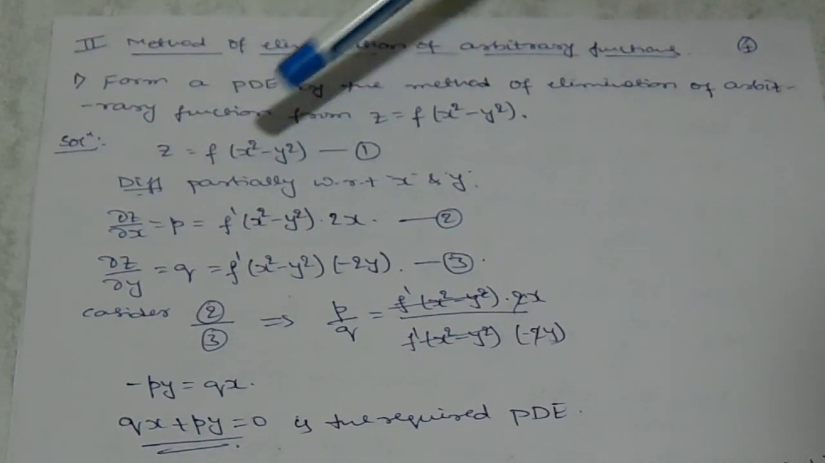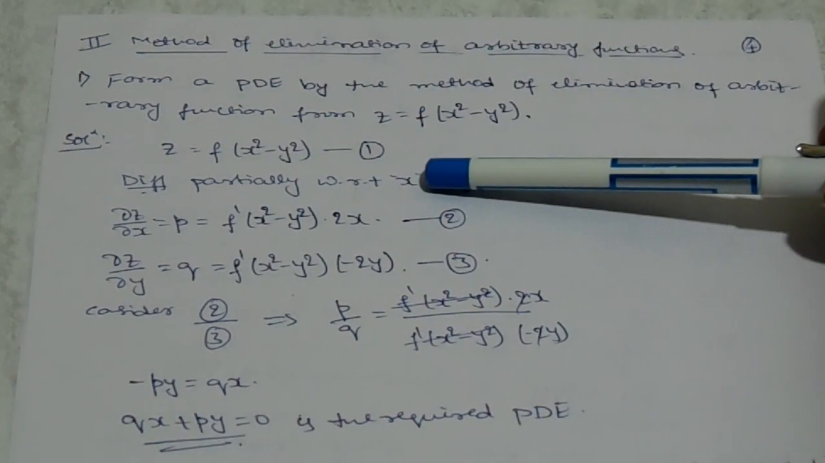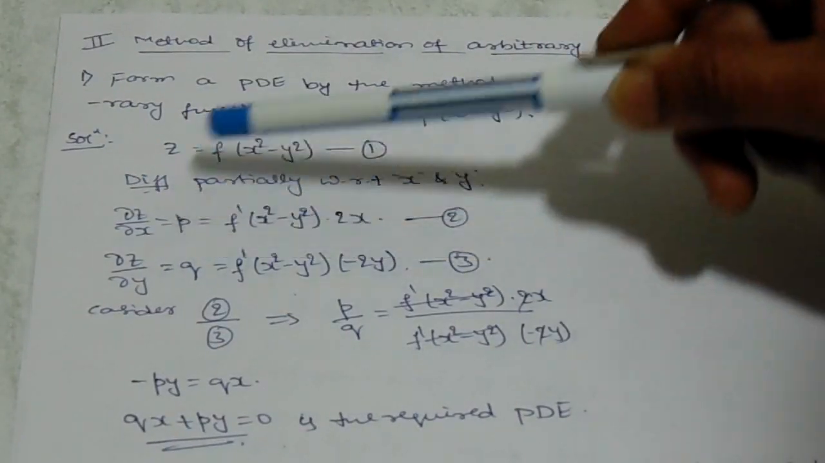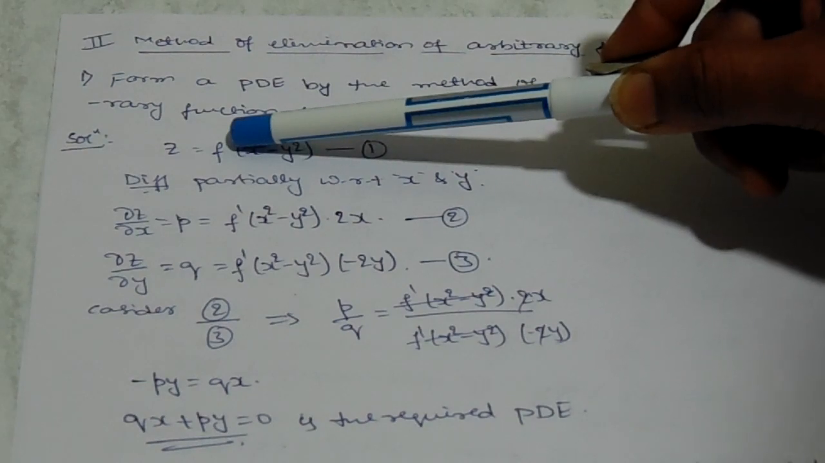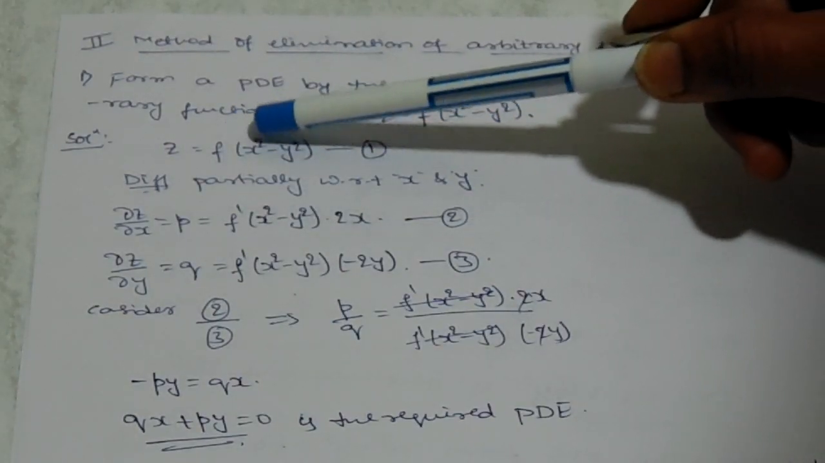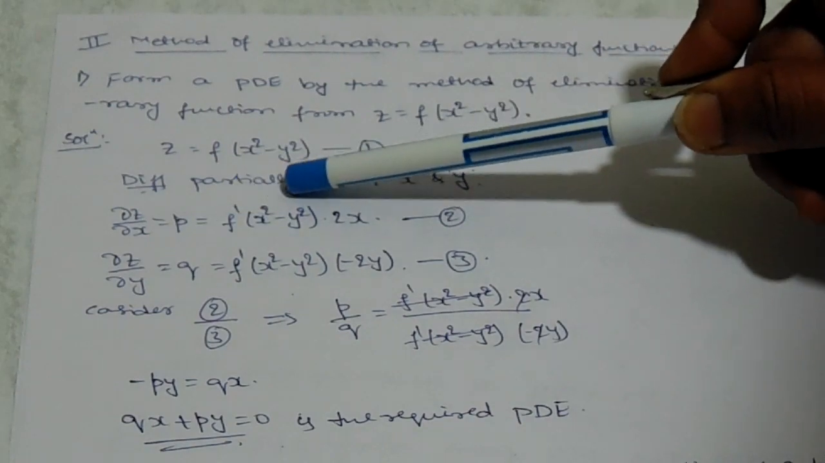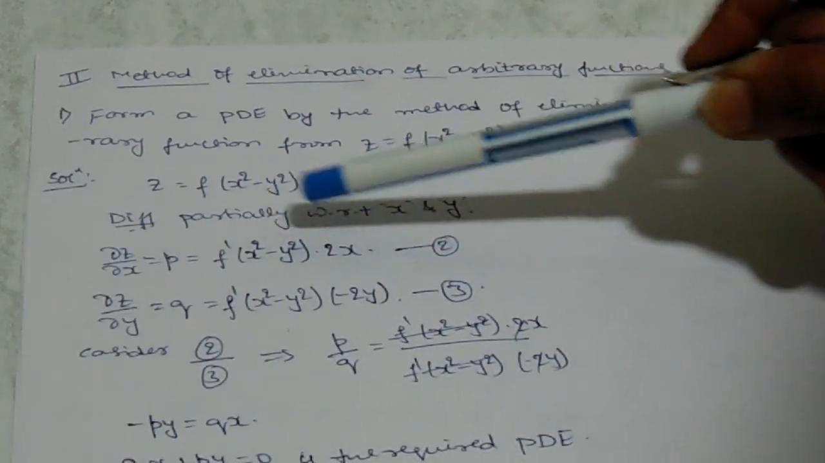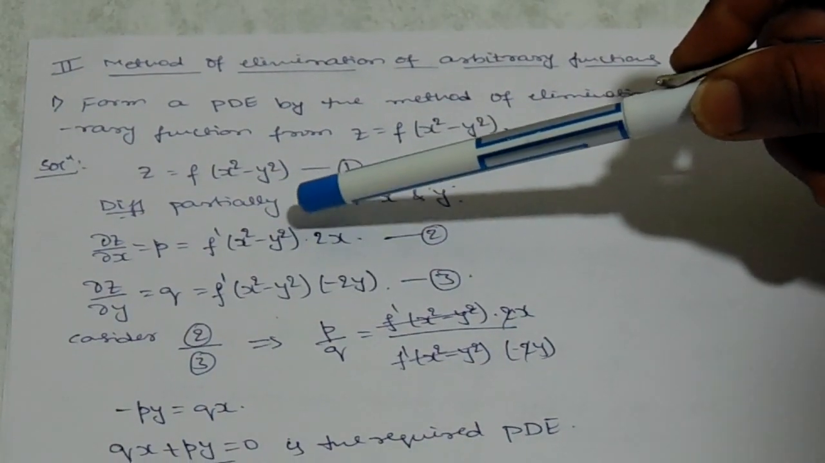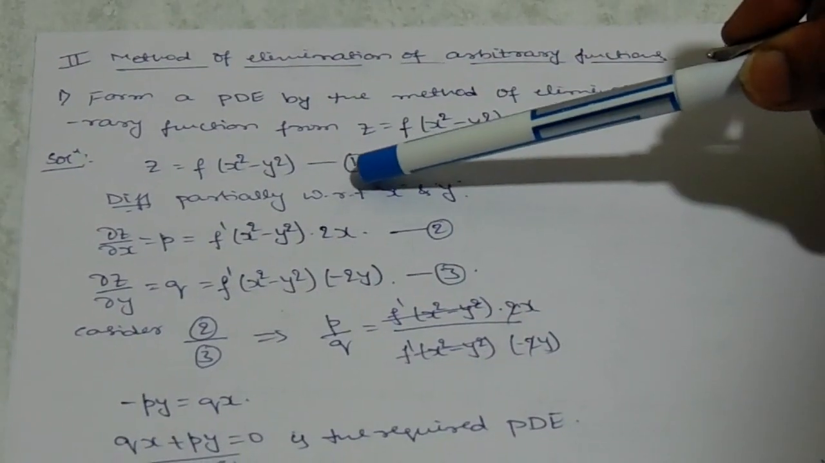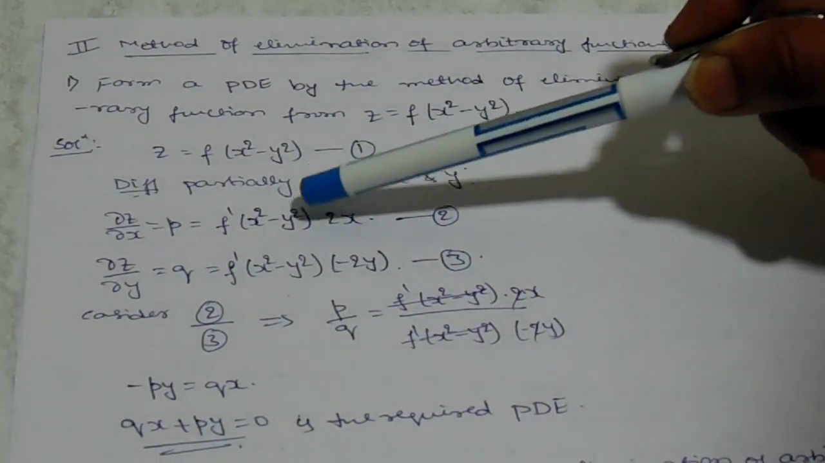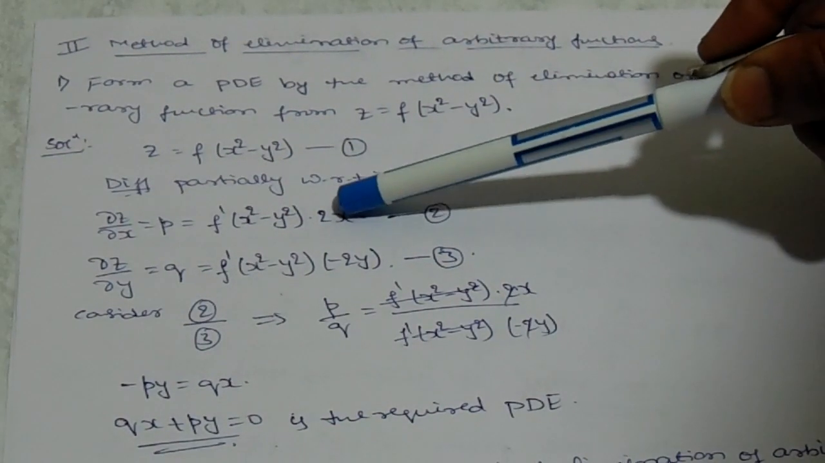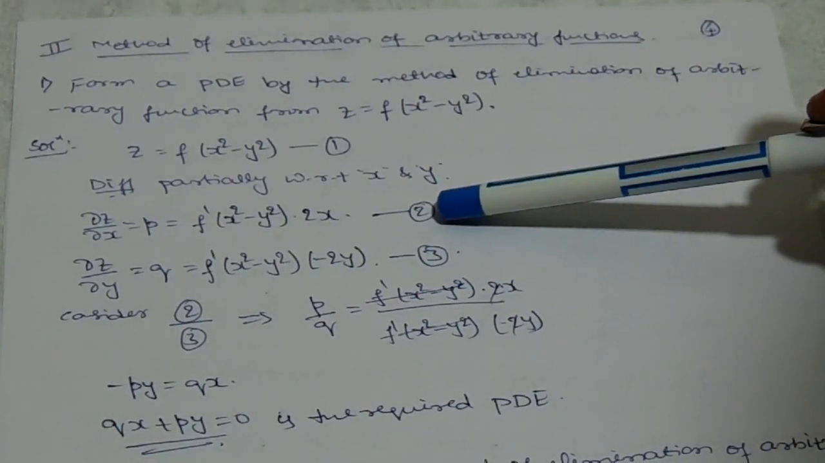Now differentiate this partially with respect to x first. So dou z by dou x, we are going to represent it by small p. What is differentiation of f with respect to x? f is a function of both x and y. So f dash of x square minus y square, since we are differentiating partially with respect to x, x square differentiation is 2x. Since differentiation is partially with respect to x, y acts as a constant, its differentiation is 0. We're just left with 2x. Call this as equation 2.